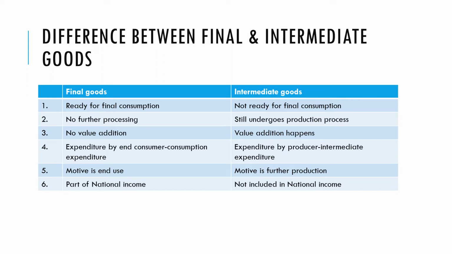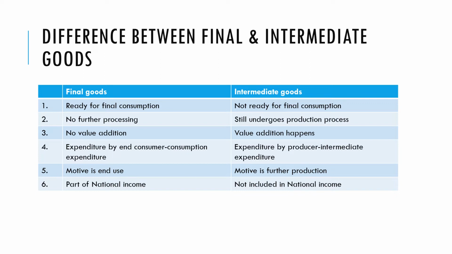Let us look at the differences between final and intermediate goods. Final goods are ready for final consumption, whereas intermediate goods are not yet ready for final consumption. For final goods, there is no further processing here. Intermediate goods still undergo the production process. Final goods, no value addition, whereas value addition happens in case of intermediate goods.